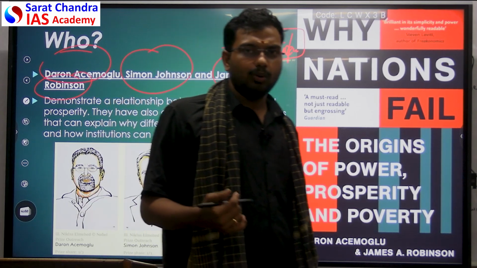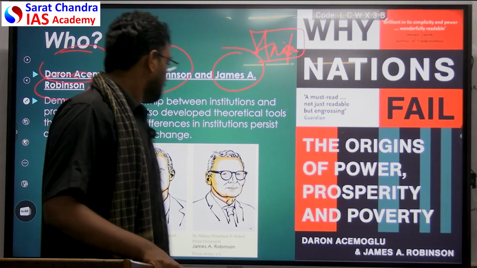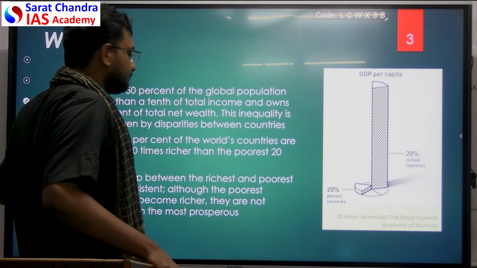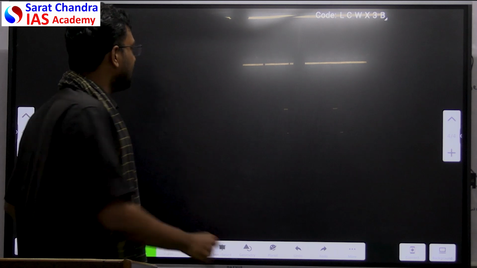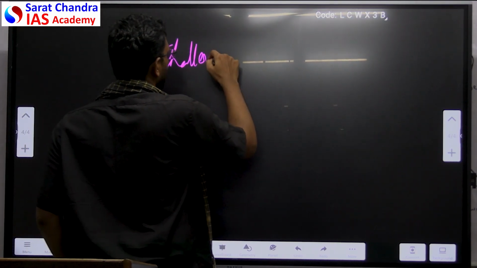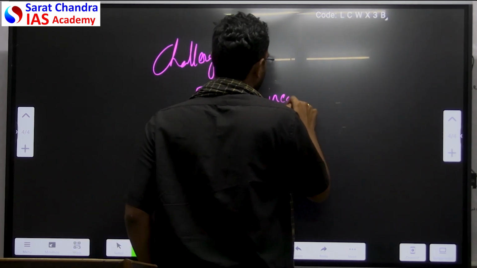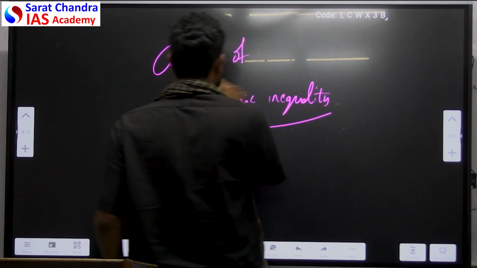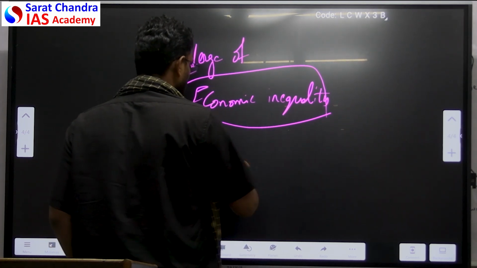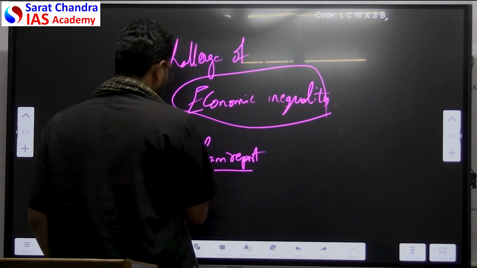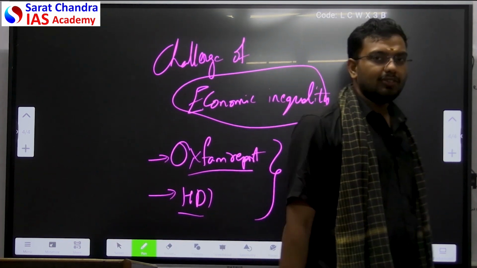Now, what is so radical, what is so new about this research that they have won a Nobel Prize? Now, their research is on a very, very fundamental idea: the challenge of economic inequality. So everybody would have read Oxfam reports or Human Development Index, which shows that there is a lot of inequality in the world.